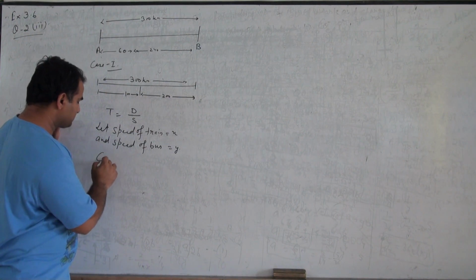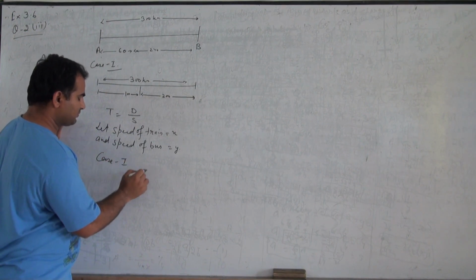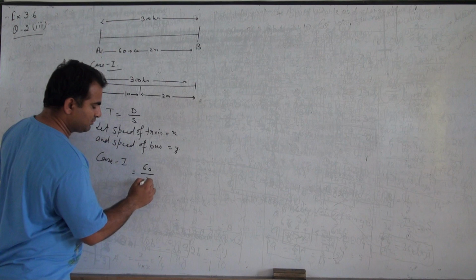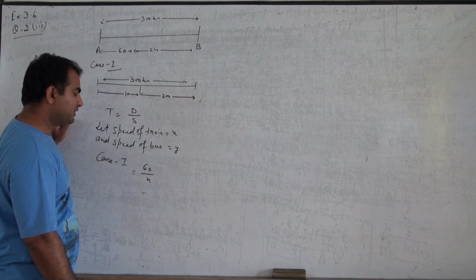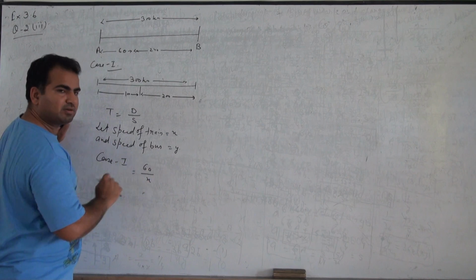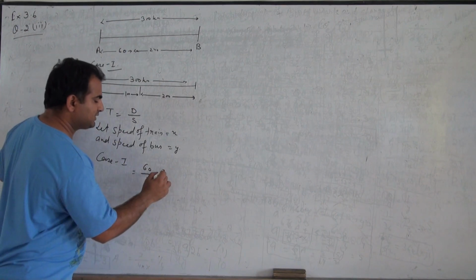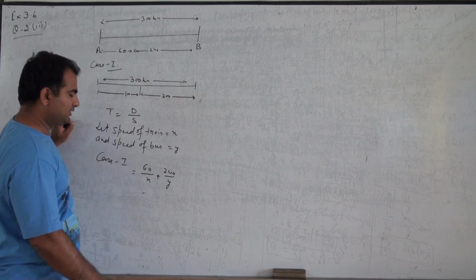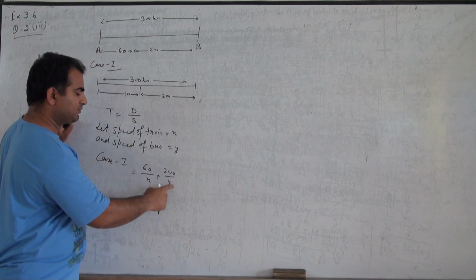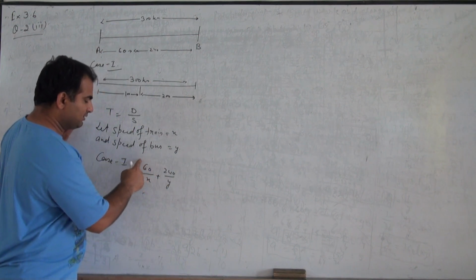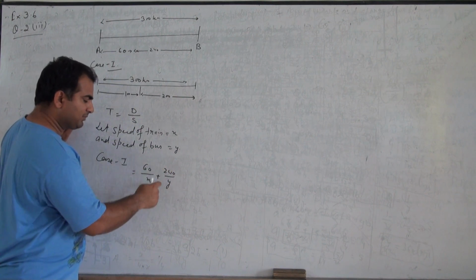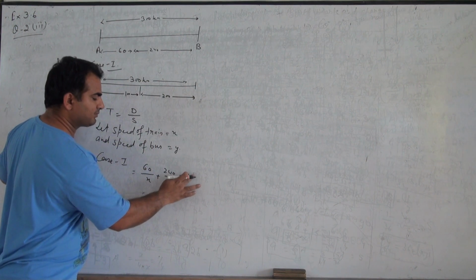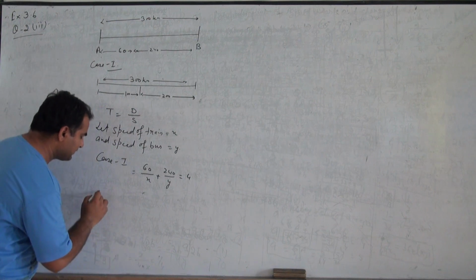So case number first, when she travels 60 kilometers by train, the time is 60 upon x, and next she travels 240 kilometers by bus. First 60 kilometers by train and then the remaining 240 kilometers by bus. This is distance upon speed equals time, and this is also time. Then the total time will be 4 hours.